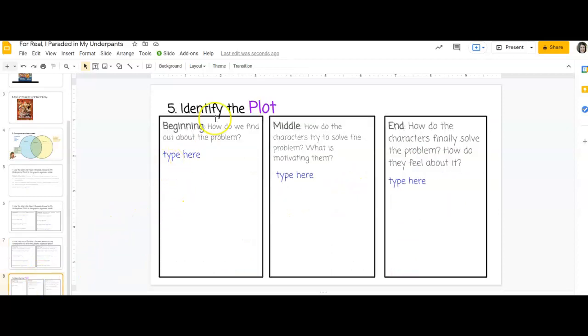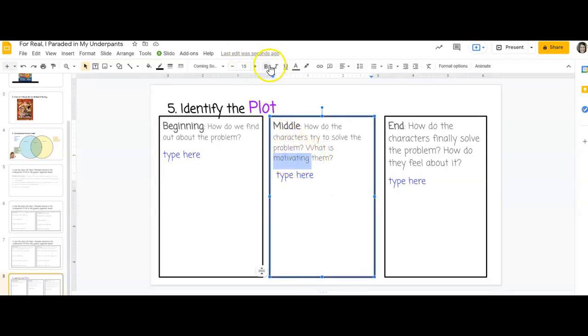Okay? Identify the plot. How do we find out about the problem? How does the character or characters try to solve the problem? And again, what's motivating them to do this? And then finally, how do they solve the problem and how do the characters feel about the solution? Okay, this will help you jumpstart into your writing.